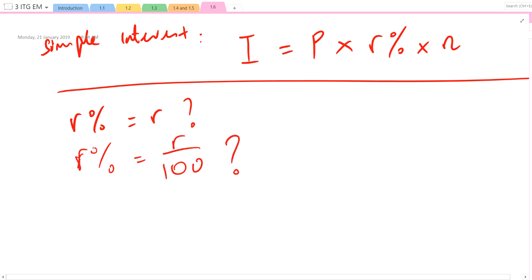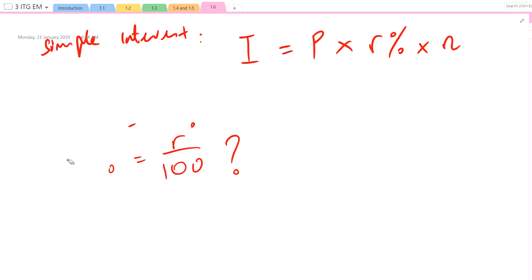Are they the same? Yes. Okay, you are right. So you must know the difference. R% is not the same as R, but R% is R over 100. Okay? What does the N over here stand for?